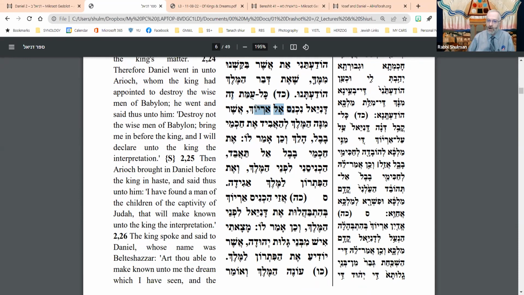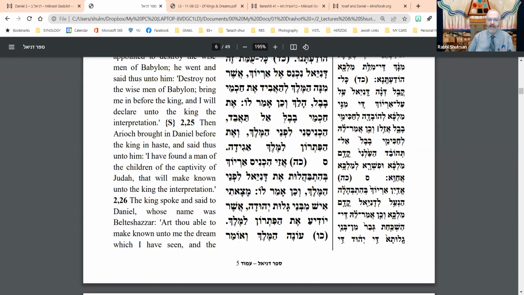Daniel goes to Aryoch, who is kind of executing the Chachamim as we speak, the one whom the king appointed to destroy the wise men of Bavel. He says to him, don't kill the wise men of Bavel. Hold the execution. Bring me before the king and I will tell the king the interpretation. You bring me to the king, I've got the answer.